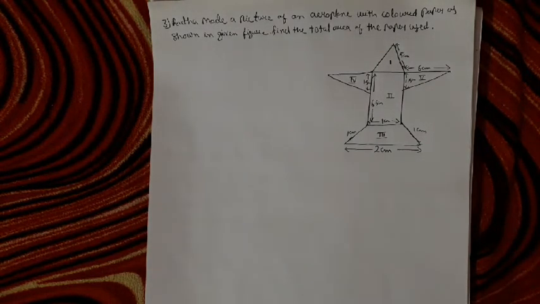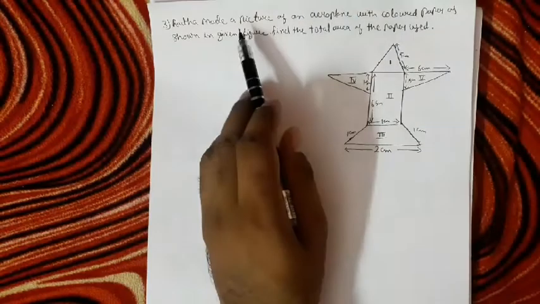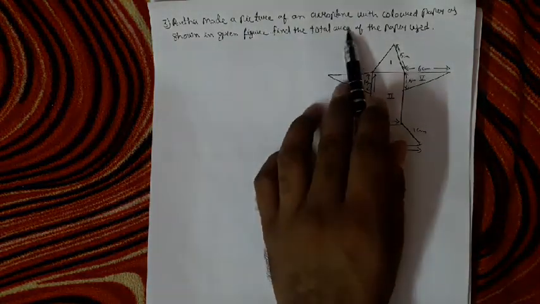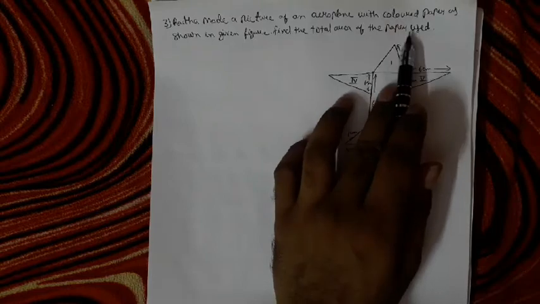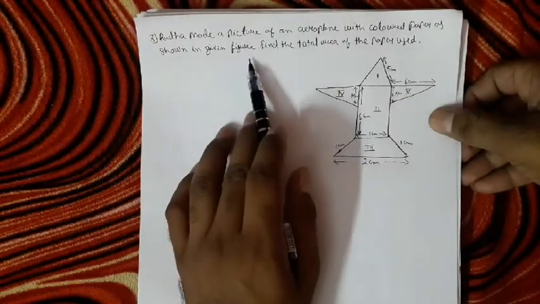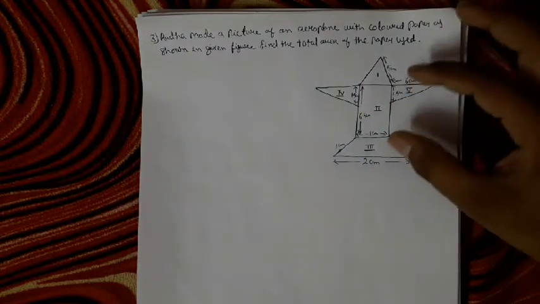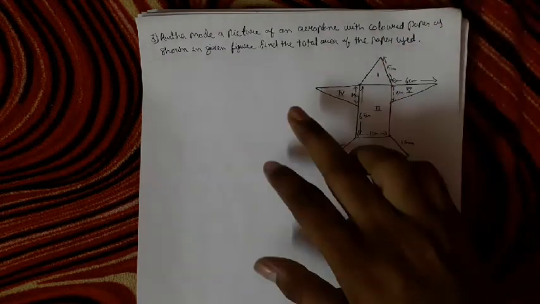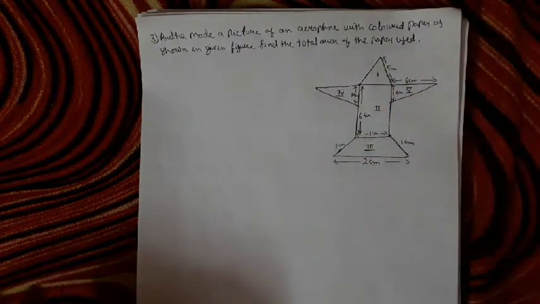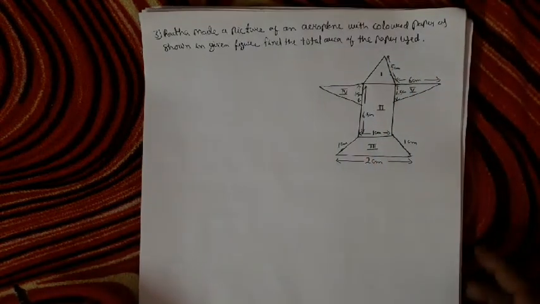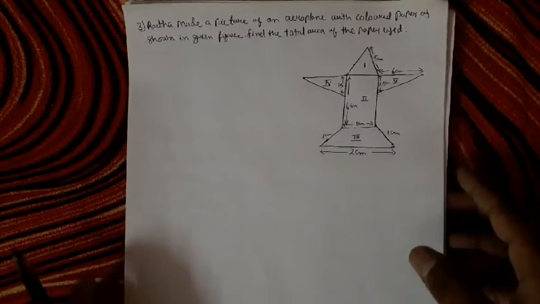So let us start. The question is: Radha made a picture of an aeroplane with colored paper, as shown in the given figure. Radha made an aeroplane with colored paper, and this picture is shown in the figure. Find the total area of the paper used. How much paper has she used? So we have to find its area.